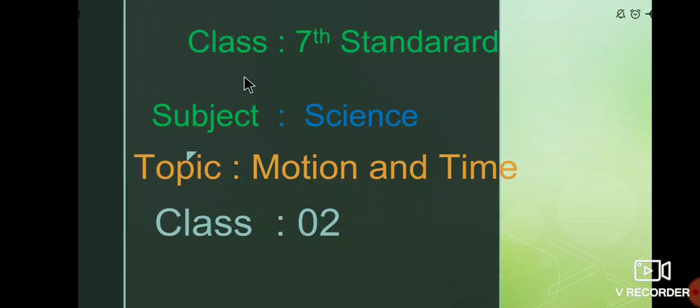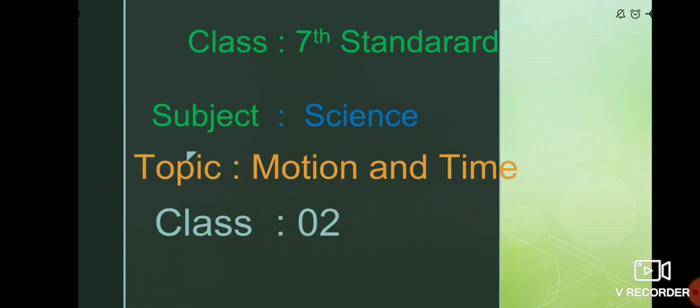Dear students, in your 7th standard science class, in your previous class, you studied the chapter on motion. In this chapter, you studied an introduction to motion, speed and time, and also fast or slow motion of an object, with some examples, and how to plot the distance-time graph.